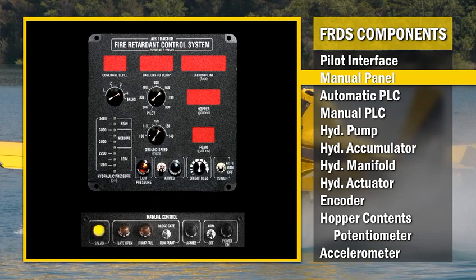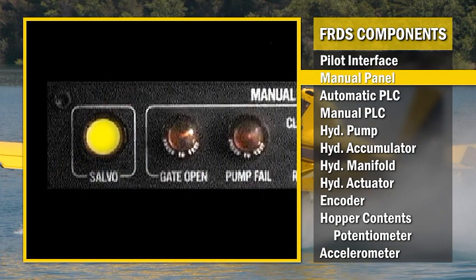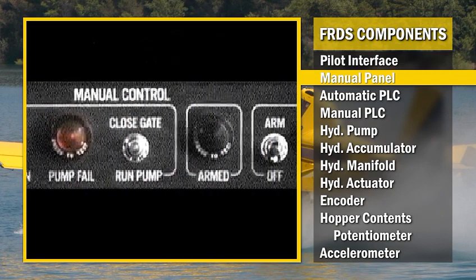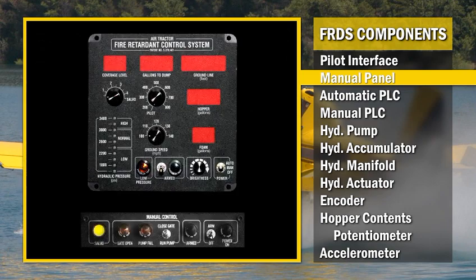A manual system has been incorporated on AT802 serial numbers 66 and higher to provide better mission readiness. Using this panel, the pilot controls the backup manual computer and valves. The pilot can also open and close the doors, as well as manually operate the pump motor. This panel also has a manual salvo button that can be used to open the gate box doors, regardless of power or arm switch settings on the pilot interface.